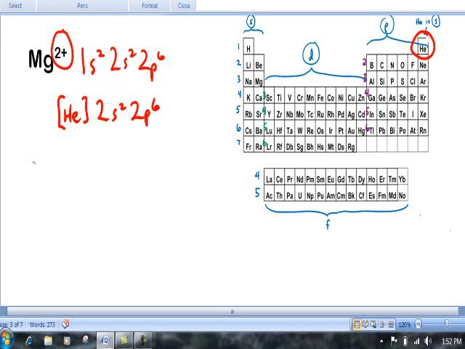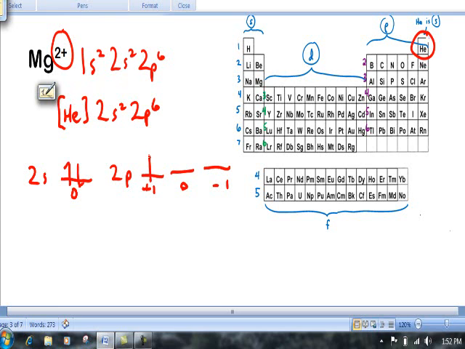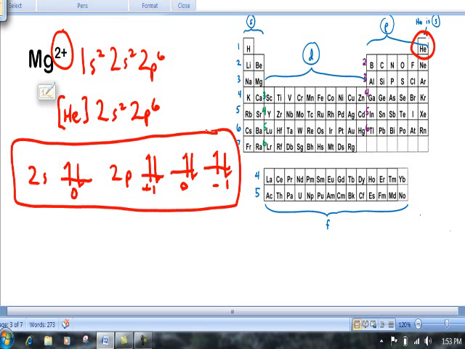The orbital diagram, we would have 2s and a single line, 2p, 1, 2, 3 lines. For 2s, the only m sub l value is 0. For 2p, it's plus 1, 0, minus 1. The 2s has 2 electrons in it, so we have 1 up and 1 down. The 2p6, following Hund's rule, we go 1 electron in each orbital and then go back and double up to give us our 6 electrons in the 2p sublevel. This would be our orbital diagram for the magnesium 2+ ion.